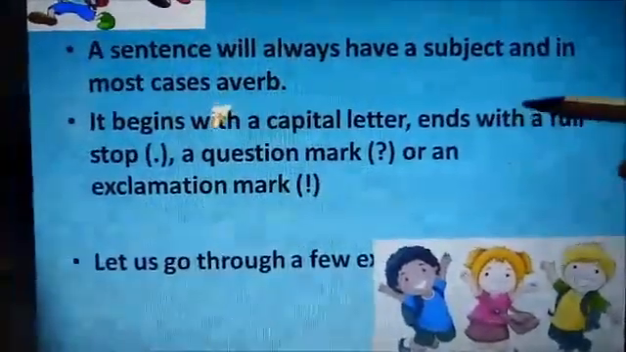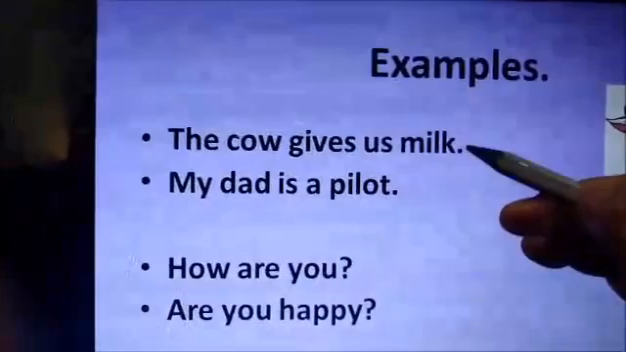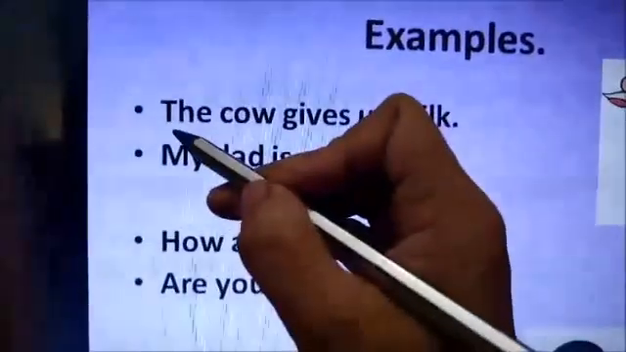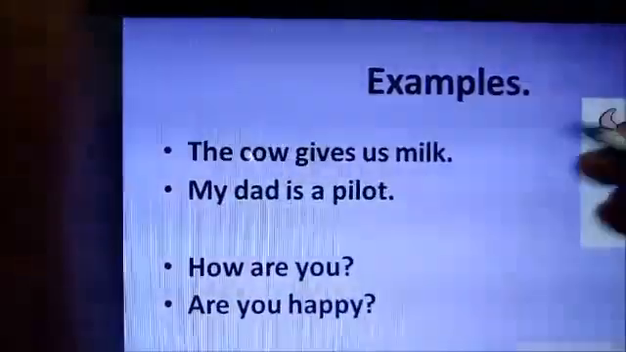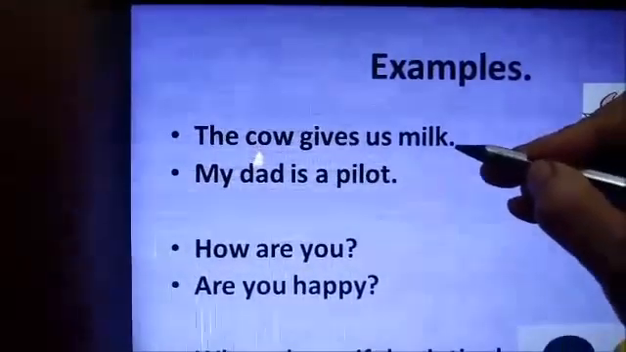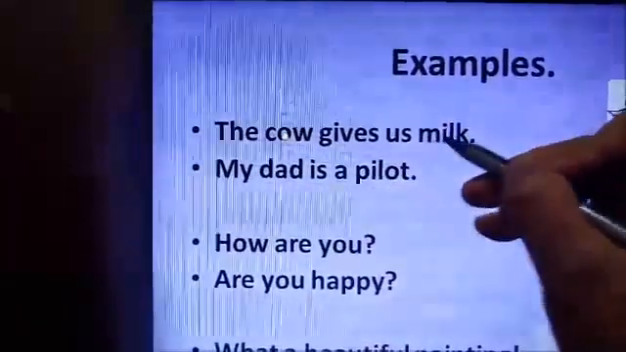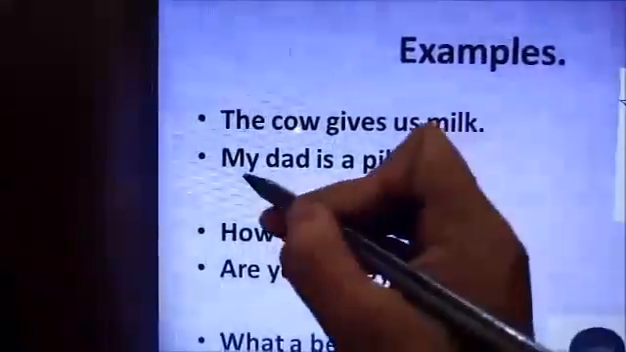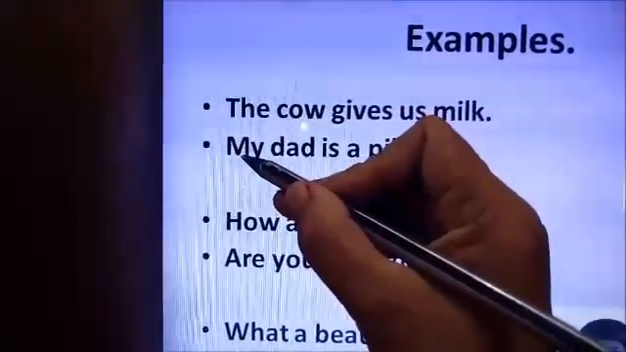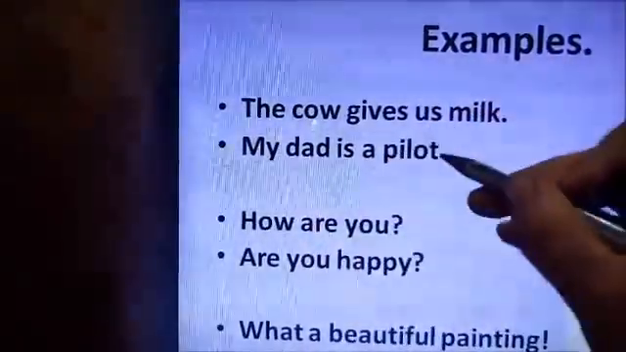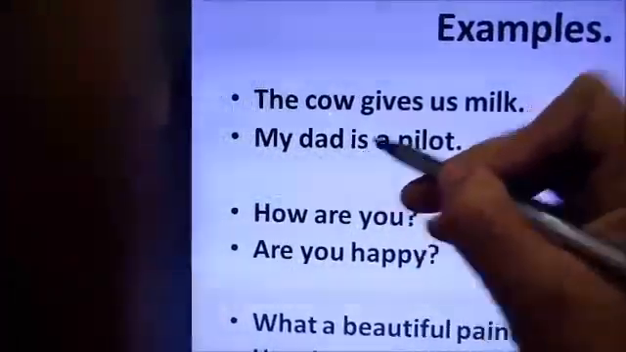Let us go through a few examples. The cow gives us milk. Look, the sentence begins with a capital letter. It ends with a full stop and the verb is gives. So the sentence gives a complete meaning. My dad is a pilot. The sentence begins with a capital letter M. It ends with a full stop and the verb is.